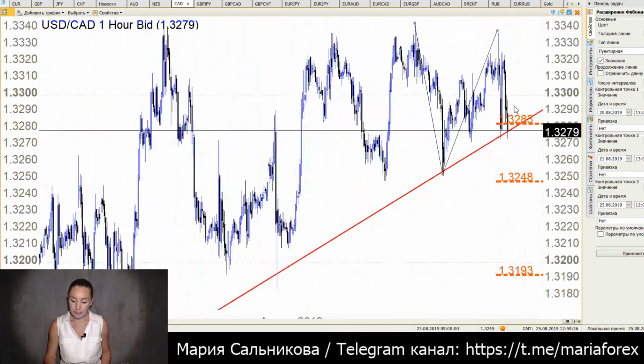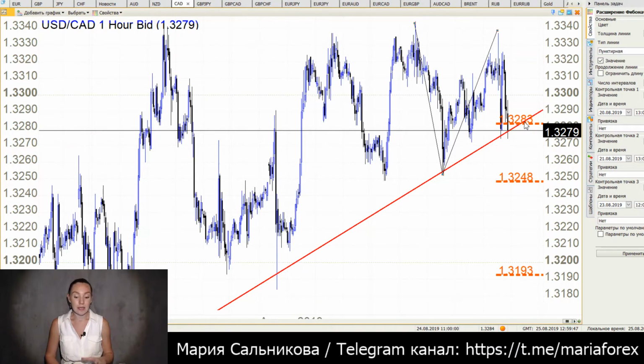First target is 1.3248. After that, I think that price will try to break this level. It will test this level and it will go up to 1.3280. From this level of resistance, I think it's good to sell.